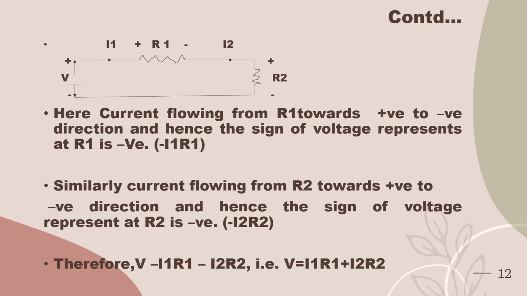Here current flows through R1 in the positive to negative direction, and hence the sign of the voltage at R1 is negative, that is, negative I1 R1. Similarly, current flows through R2 in the positive to negative direction, and hence the sign of the voltage at R2 is negative, minus I2 R2. Therefore, V minus I1 R1 minus I2 R2 equals 0, that is, V is equal to I1 R1 plus I2 R2.